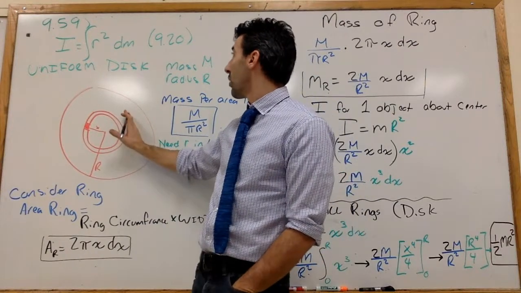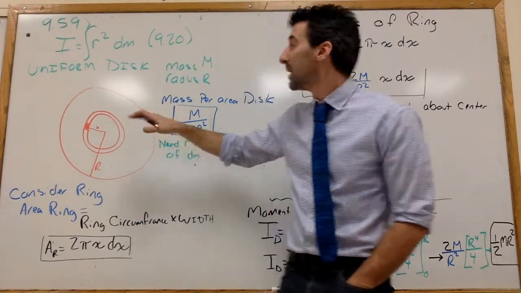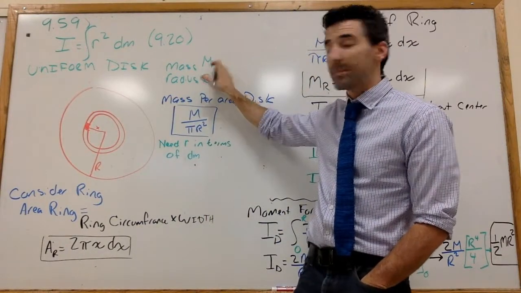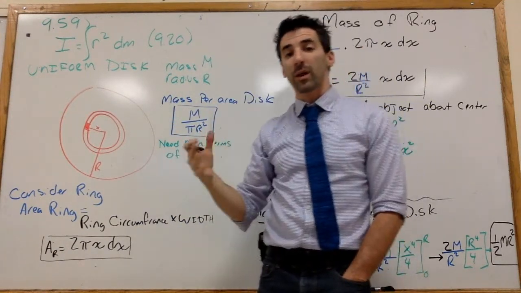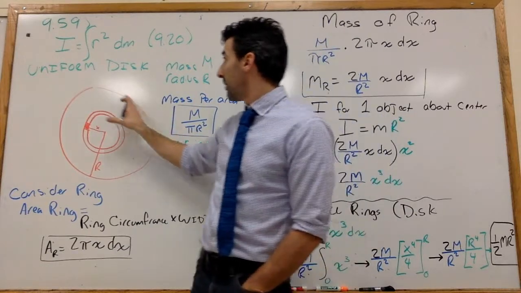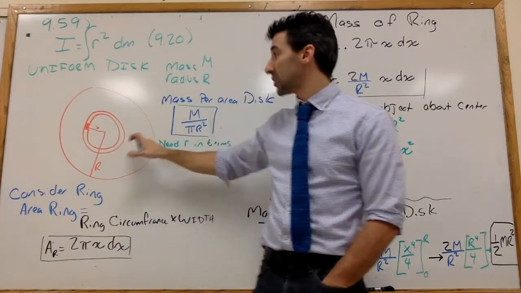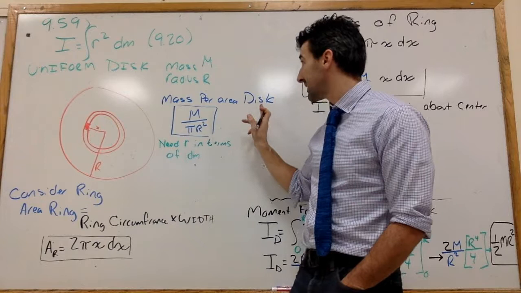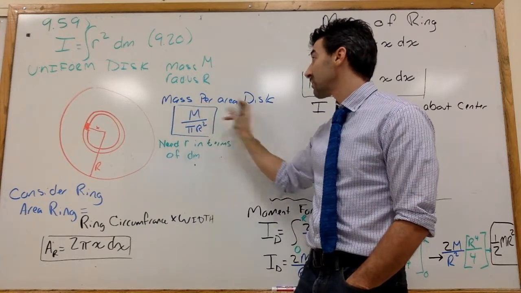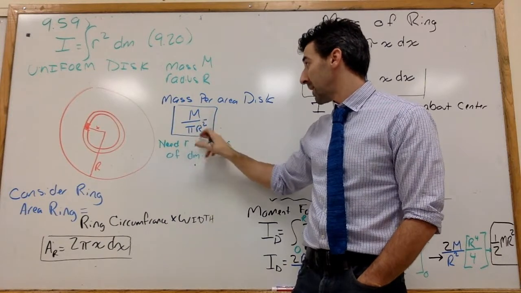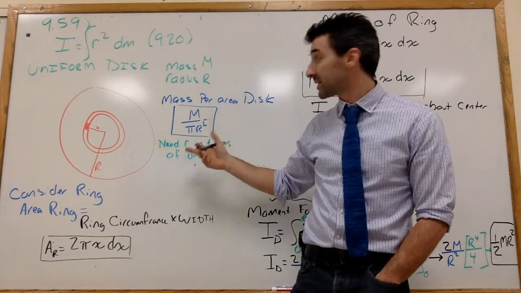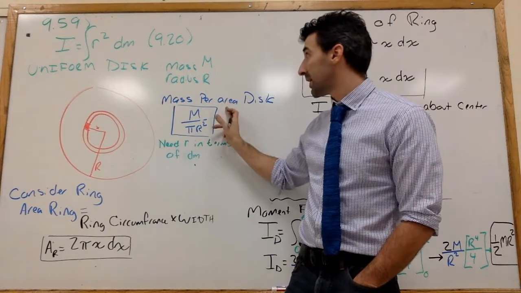So, things that I want to know about this. It tells us in the problem that we have uniform mass M and the radius of the disk is R. So we know that we're going to use a mass per unit area relationship. I can say the mass per unit area of the disk is the mass of the disk M divided by pi R squared, which is the area of the disk. So this is my mass per unit area.